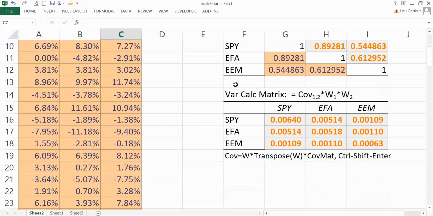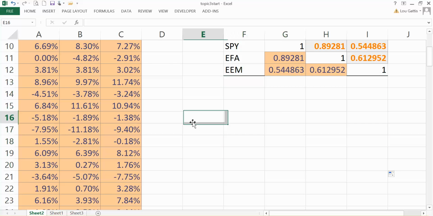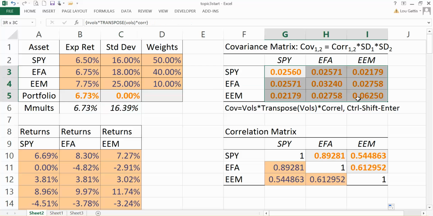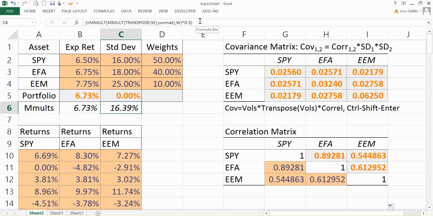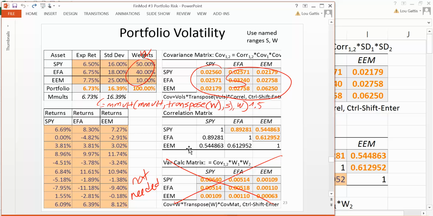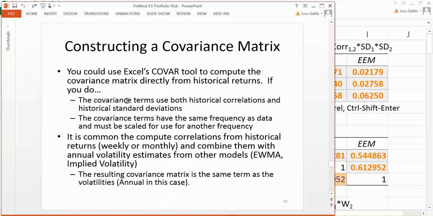And now we didn't really need to do this last step, and you shouldn't have to for the rest of the lessons or lectures. If we can just get a covariance matrix, we can then calculate portfolio standard deviation. So that's the result. The portfolio has a mean of 673, the standard deviation is 639. Again, I created a covariance matrix by using historical correlations. I combine them with my estimates of standard deviation, which maybe are from implied volatilities, and I use that to compute a covariance matrix. The resulting covariance matrix has the same term as the volatilities, annualized in this case.